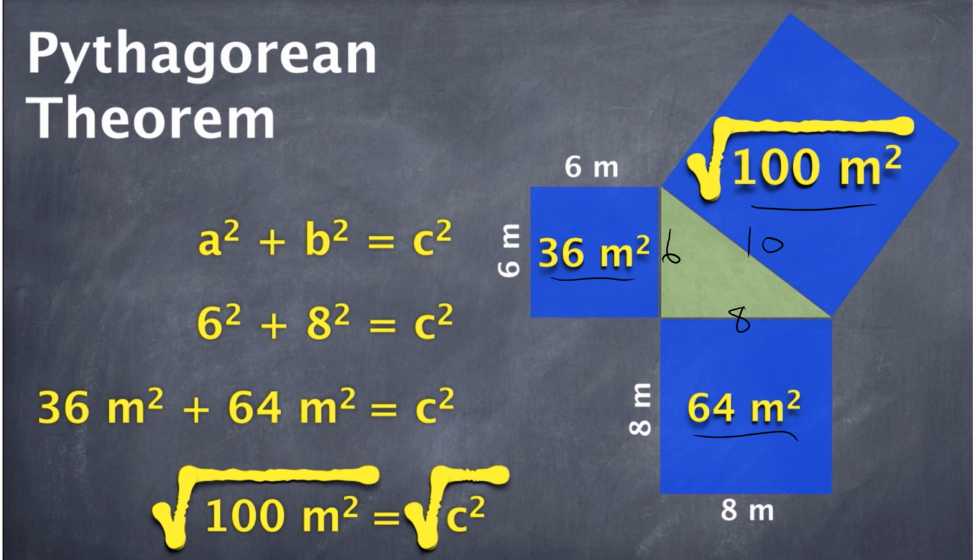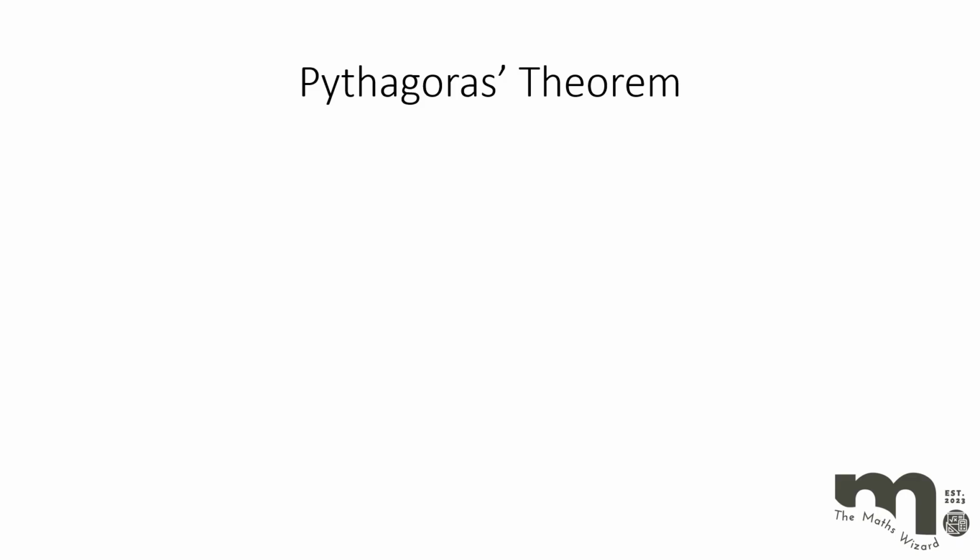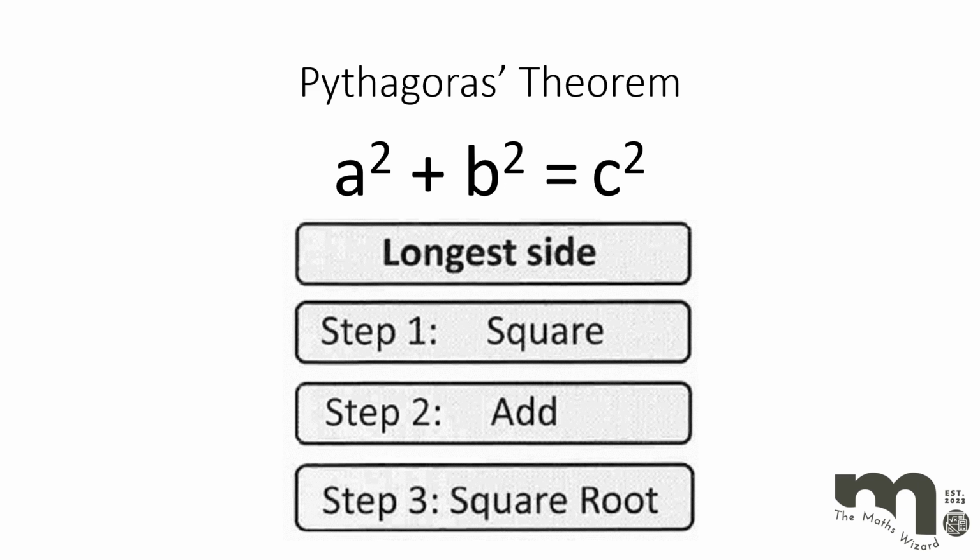And he found that this was the case with every single right angled triangle. And he devised his theorem to prove this. Okay, so like I just said, a squared plus b squared equals c squared. But the general thing I tell students is this, in these 3 steps: square your numbers, add them together and square root. And that will always tell you the longest side, which, as I said, is known as the hypotenuse.